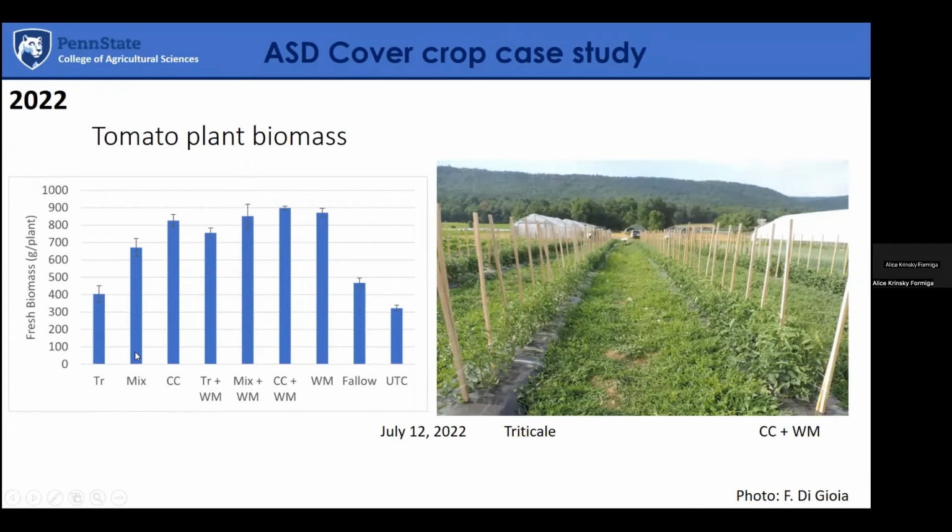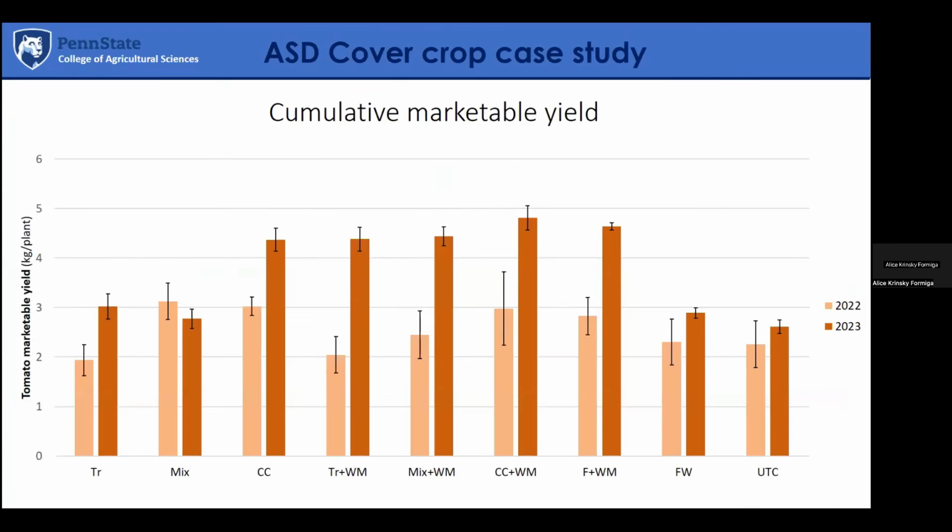Whereas the mixture and the crimson clover alone tended to have larger plant size after them. And also specifically for the triticale and the mixture, adding the wheat mids tended to increase the tomato plant biomass. And then we'll move on to the yield of the tomato plants in both years.